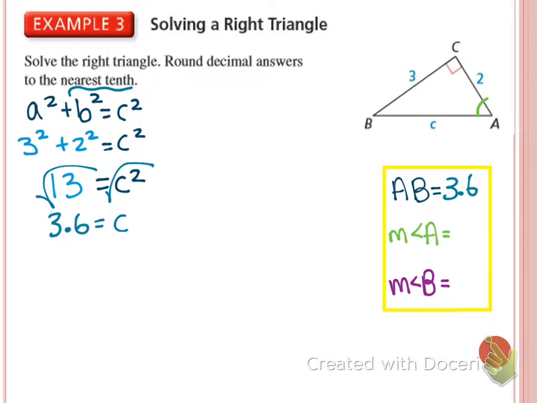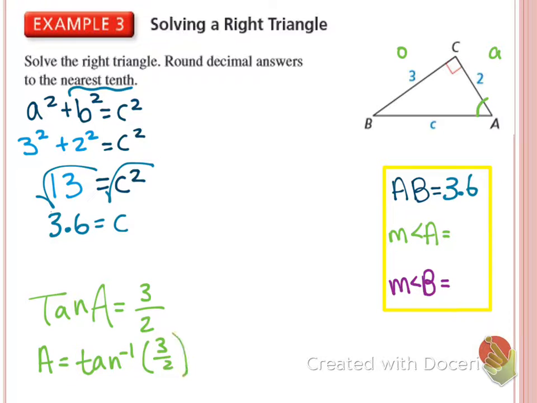So what kind of side is 3? And then 2? So which trig ratio will we use? Tangent. Tangent from angle A equals the opposite, which is 3 over the adjacent 2. You're going to hit shift tangent of 3 over 2. What do we get? 56.3. So again, I'm going to come back over here and write it down.